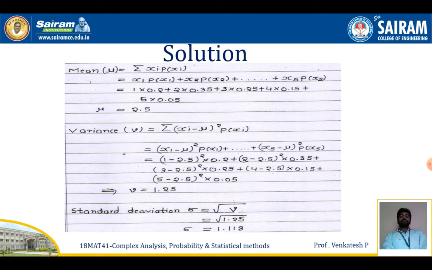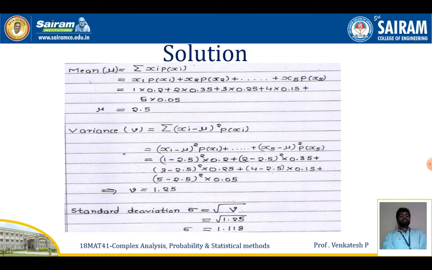Next is the variance. The variance formula is summation xi minus mu whole square into p of xi. According to the formula, I am going to subtract the obtained mean, that is 2.5, from the random variable xi, square it, and multiply with p of xi. If we expand the formula, we'll get the equation like this: x1 minus mu whole square p of x1 plus x2 minus mu whole square p of x2, and so on till x5 minus mu whole square p of x5.